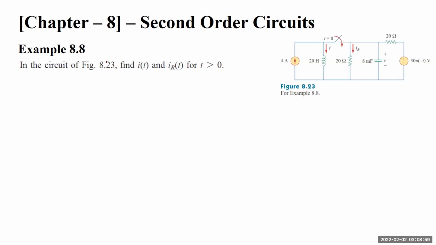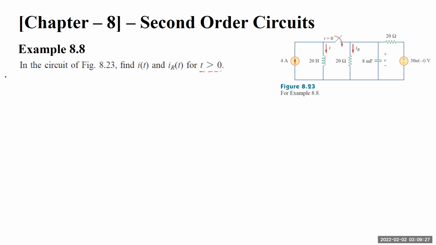So here in example 8.8 of your textbook, it says that in the circuit shown in figure 8.23, find out the value of R, and we have to find I of t and I_R of t, the current through the resistor, for time t greater than 0. This is again an important aspect.